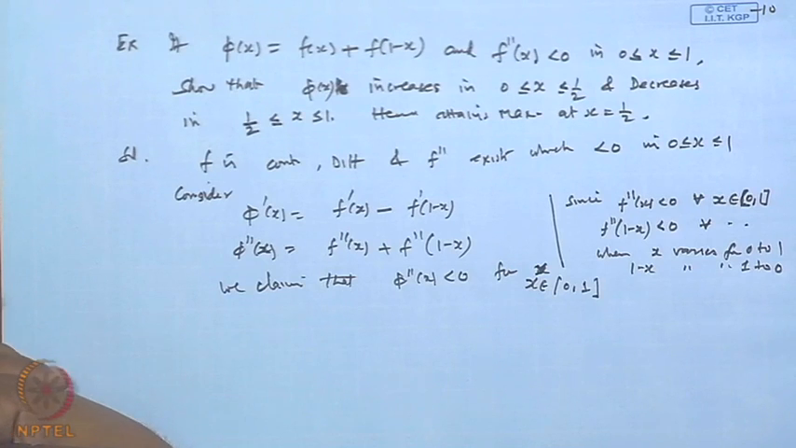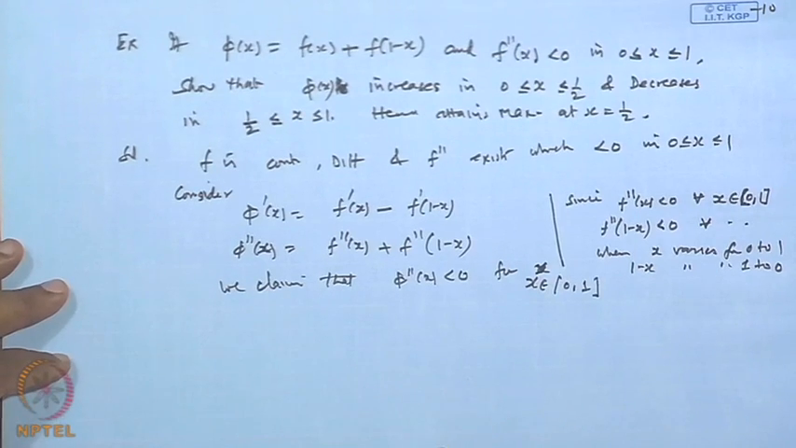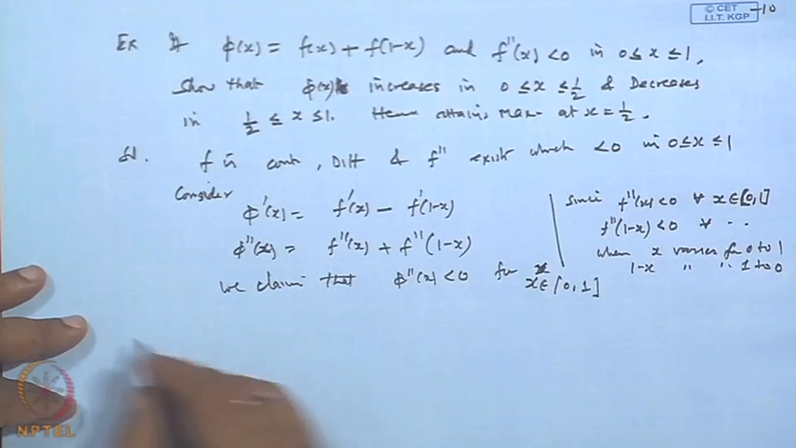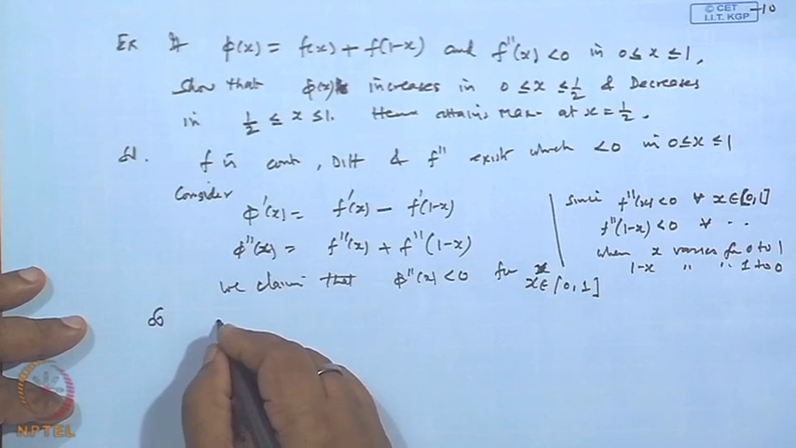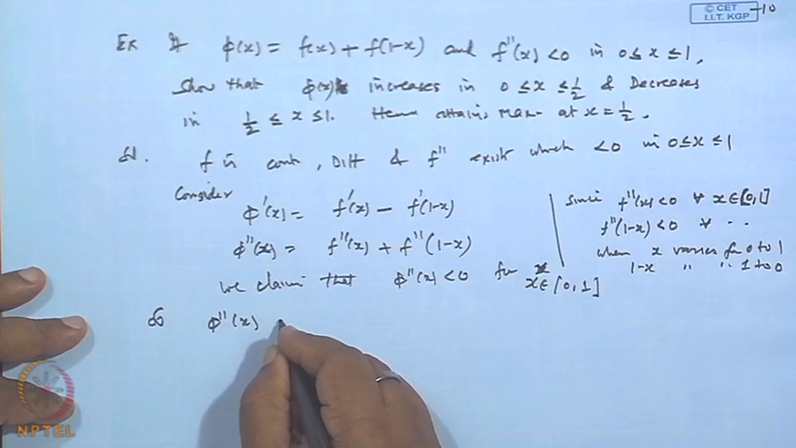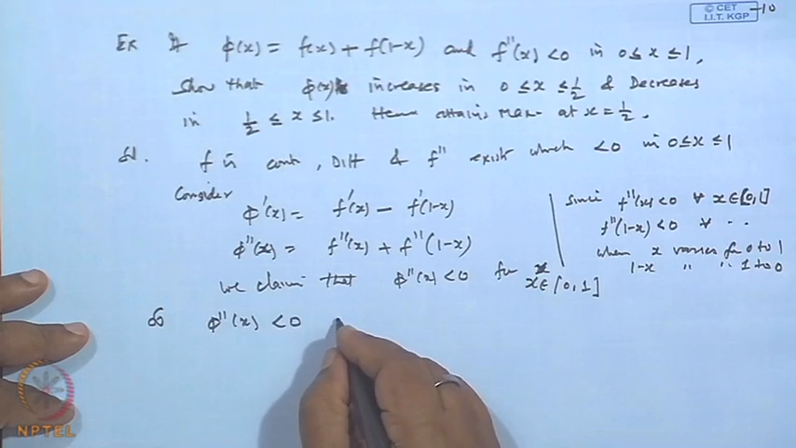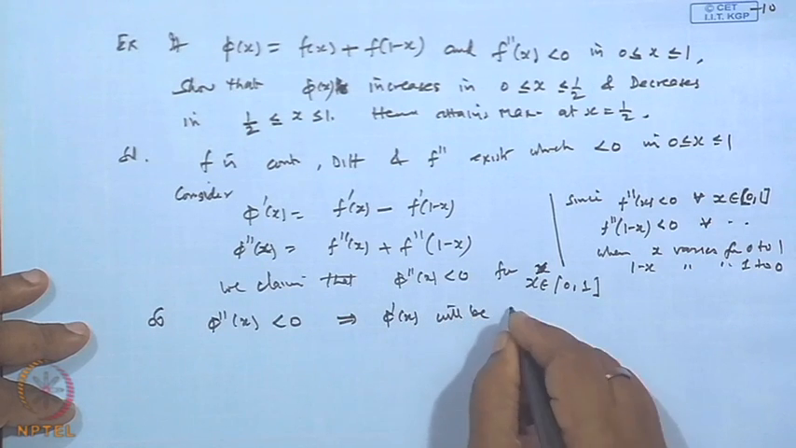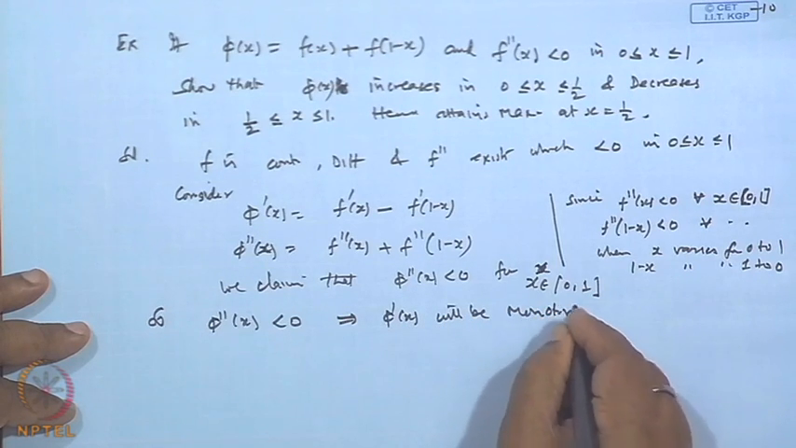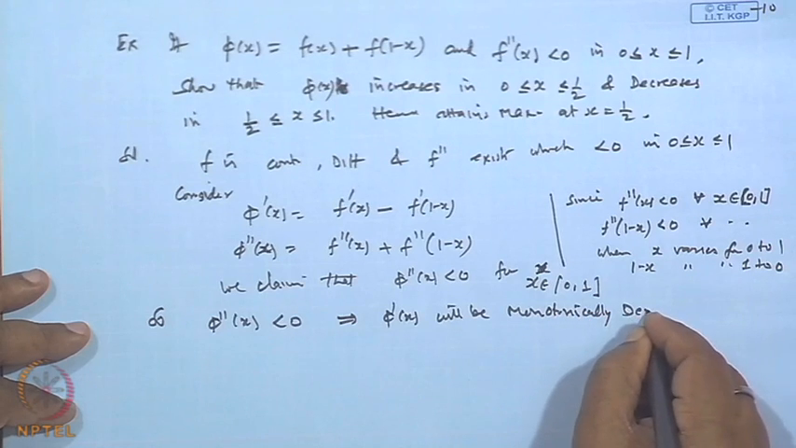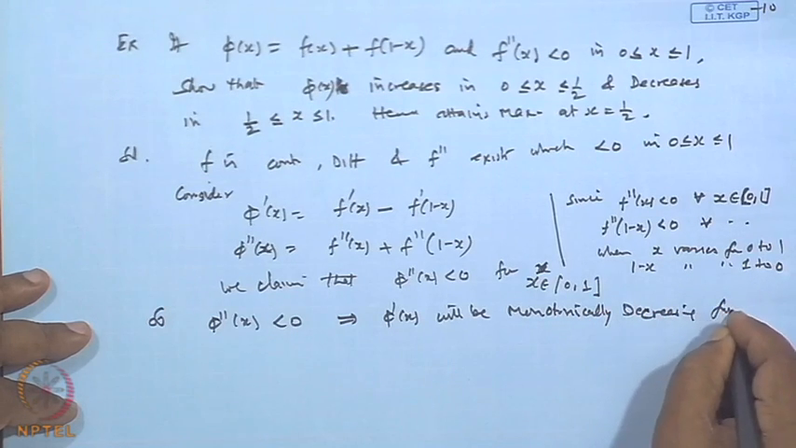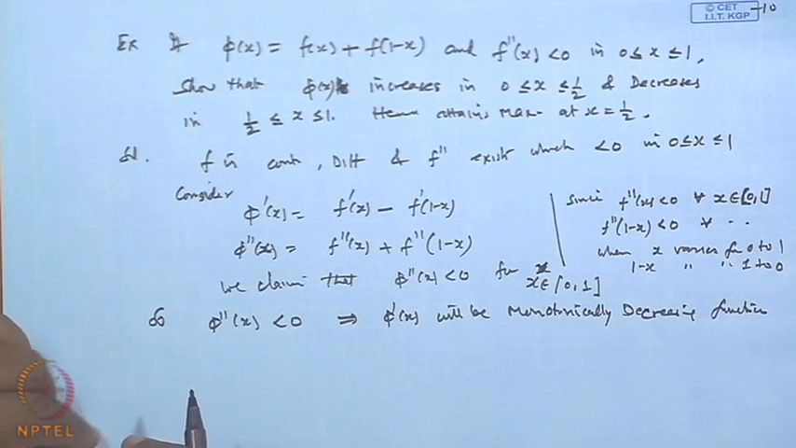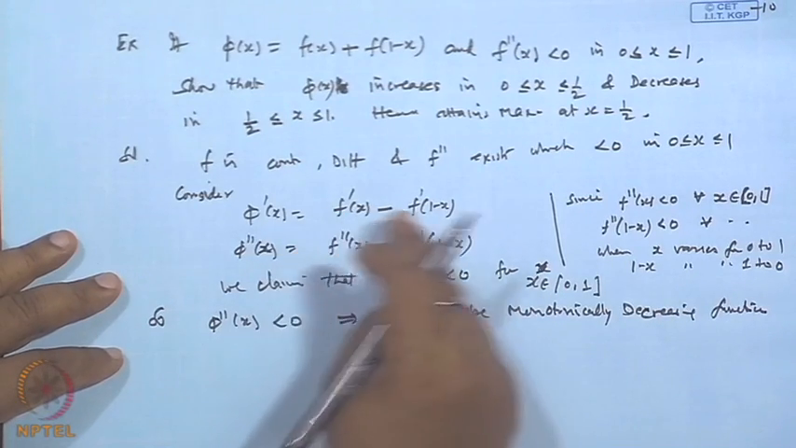we can come now x varies. Okay. So, what we get is the phi dash x. So, phi double dash x is negative. Therefore, phi dash x will be a monotonically decreasing function. So, it is decreasing over the interval 0 to 1. Okay. Now, let me see what is that decreasing function.